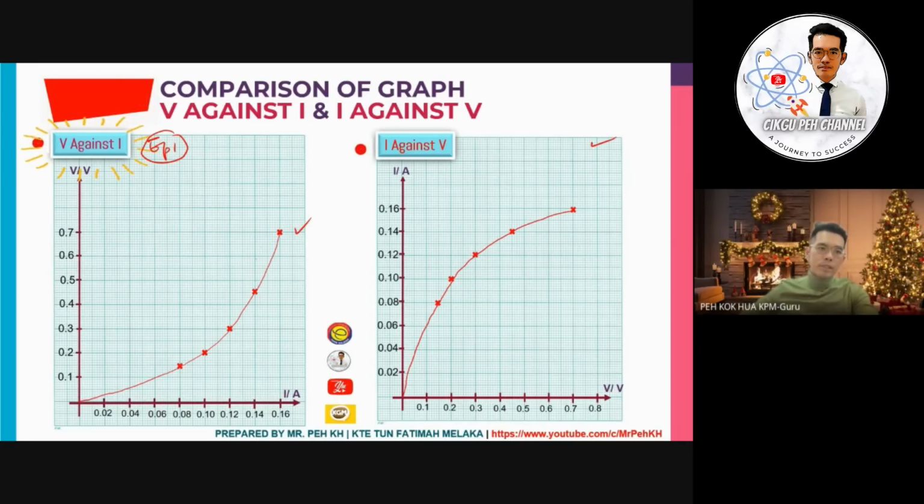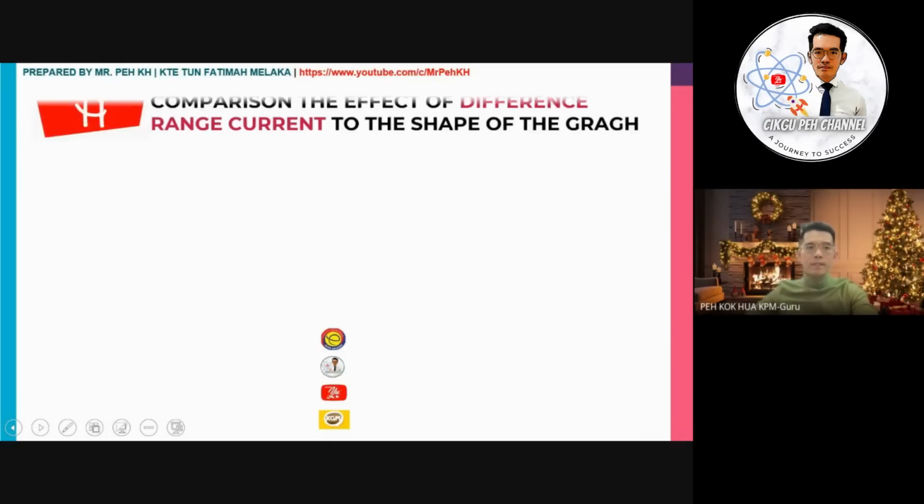The first will be V against I, which we discussed already in episode 1. Then in this video, which is episode 2 for this experiment, we will discuss the graph I against V. Then part 3 will be the last part of this video, which I want to highlight here: the comparison of the effect of the range of current on your graph.